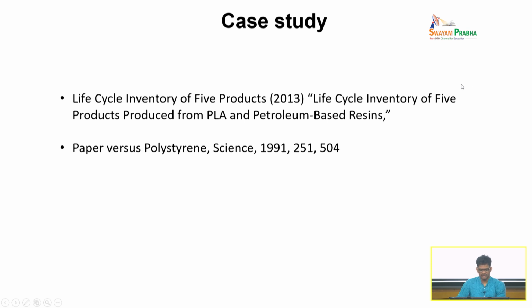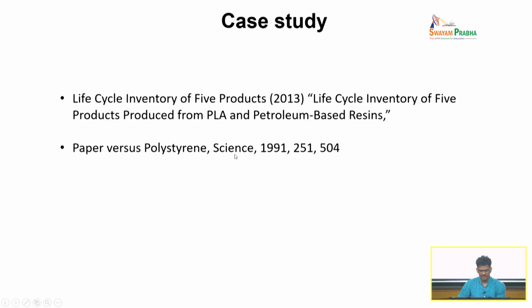So in this talk, I will be talking about two pieces of literature. One is looking at PLA based and petroleum based plastic bottles. PLA, as you know, is a bioplastic. It is actually derived from corn. We looked at the LCA of PLA resin already, whereas petroleum based would be PET or other kinds of bottles.